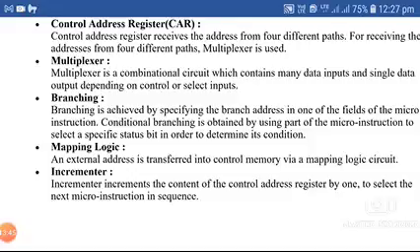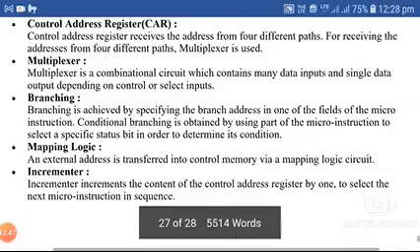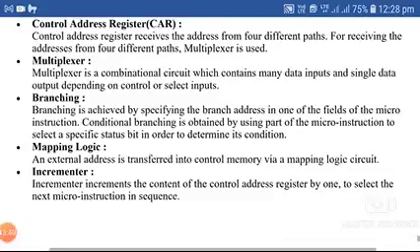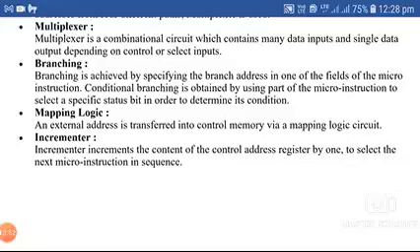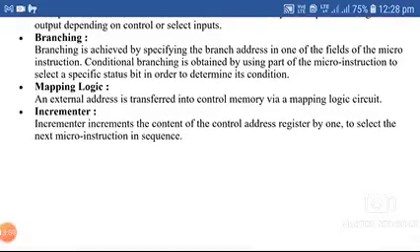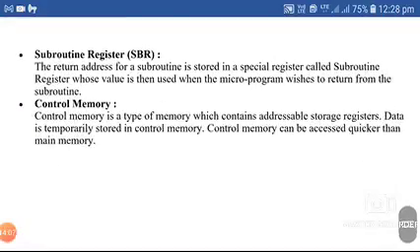Branching. Branching is achieved by specifying the branch address in one of the fields of the microinstruction. Then mapping logic: an external address is transferred into control memory via a mapping logic circuit. Incrementer: the incrementer increments the content of the control address register by 1 to select the next microinstruction in sequence. Subroutine register, SBR: the return address for a subroutine is stored in a special register called the subroutine register, whose value is then used when the microprogram wishes to resume from the subroutine.